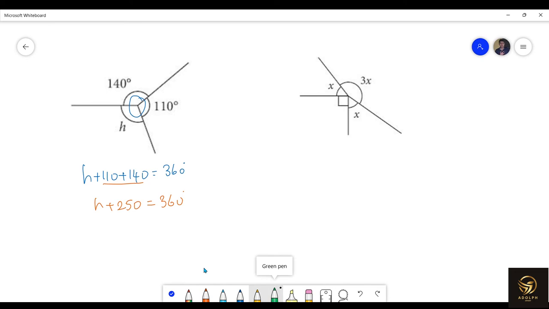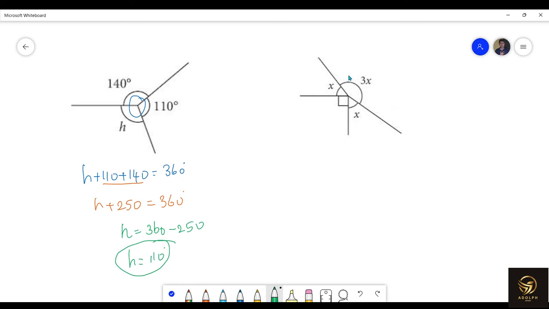Then next, I just have to isolate the known and unknown. So 250 will go that side, it will subtract. It's going to be 360 minus 250. And when I'm subtracting, I'm getting the answer 110. So this is the answer. Let's start solving this one.